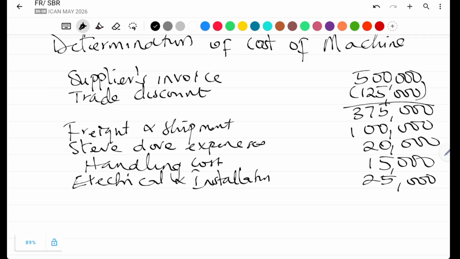It should not. Start training the use of machine? Nope. That's recurrent expenses. What else do we have? Professional and consulting fee on advice to buy the machine. Well, we said professional fees are important.